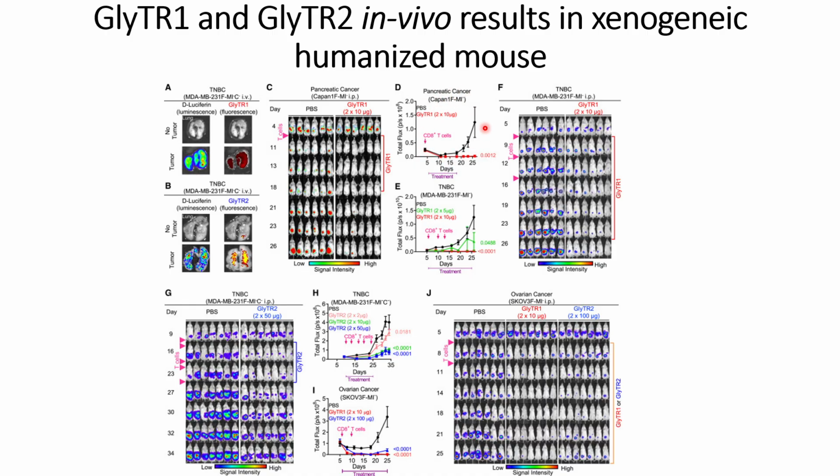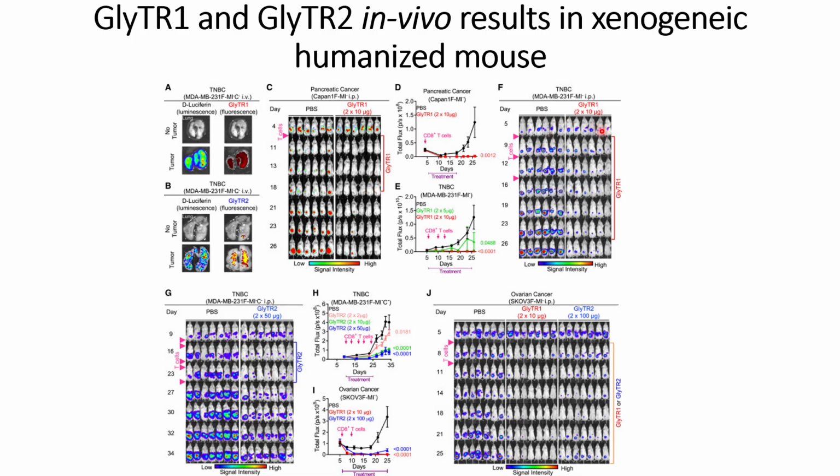Panel D is about the pancreatic cancers. Here we can see that the total flux, or we can say the tumor formation, is increased in the case where GlyTR1 is not used. And this is the point, at around day 4, where the CD8 plus T cells are induced, and we can see a decrease in the total flux for the case where GlyTR1 containing CAR T cells are induced into the mice.